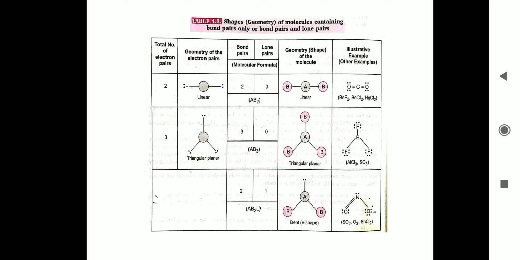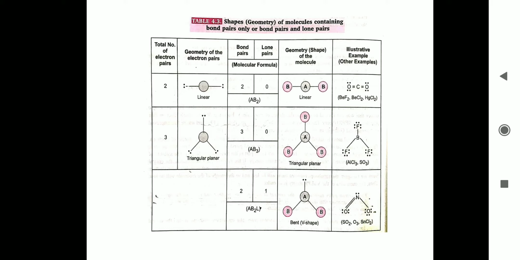So let's get started. If the total number of electron pairs is 2, then the geometry will be linear, and if both of them are bond pairs, then the shape will also be linear. Examples are carbon dioxide, BeF2, BeCl2, AgCl2, etc. If the total number of electron pairs is 3, then the geometry will be triangular planar, and if all 3 are bond pairs with no lone pairs, then the shape will also be triangular planar. Examples are BF3, etc.